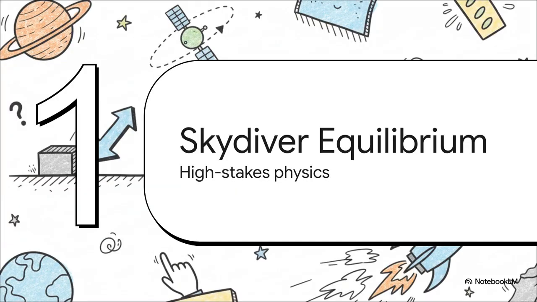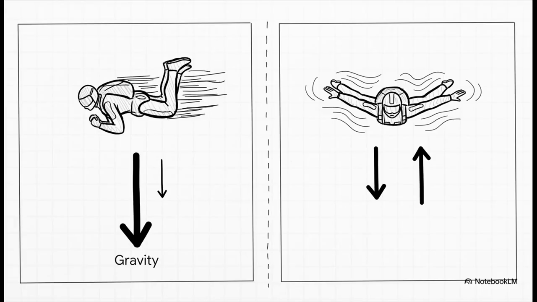All right, section 5, the skydiver's equilibrium, high-stakes physics. Let's move to this and see how it builds on what we just learned. We're going to apply our new free body diagram superpower to a very dynamic, high-stakes situation, a person falling from the sky. Picture a skydiver jumping out of an airplane. Initially, gravity is the undisputed dominant force, right? So the skydiver accelerates downward very rapidly.